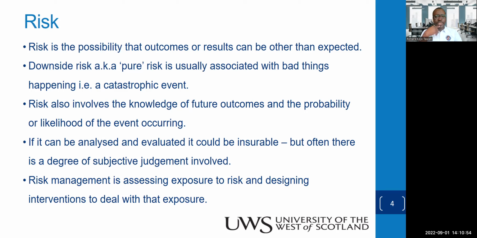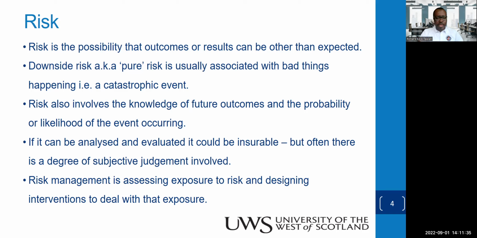We also have something called downside risk, also known as pure risk. Normally it is associated with bad things happening as a result of some catastrophic event. People dying as a result of COVID is a downside risk. We lose cash as a result of COVID. We go out of business, we shut down our operations. Energy firms are shutting down their operations because of the rising cost of running their companies. There's a price cap they cannot go beyond. They cannot meet their current obligations and run out of business. That is downside risk.